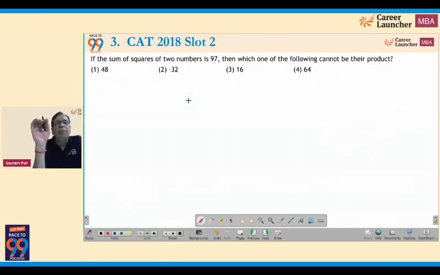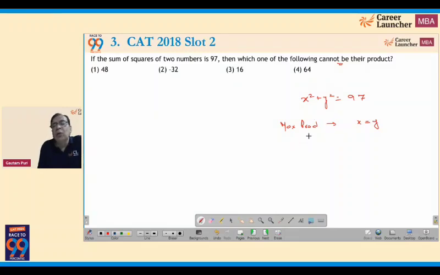Okay. But let's look at this question again. I'm going to do very, very simple elimination or approximation or guesstimate, whatever you want to call it. Sum of squares of two numbers is 97. Let me say the numbers are x and y. So can I say x square plus y square is equal to 97? Which of the following cannot be the product? Now, when will the product be maximum? Product will be maximum when x is equal to y.